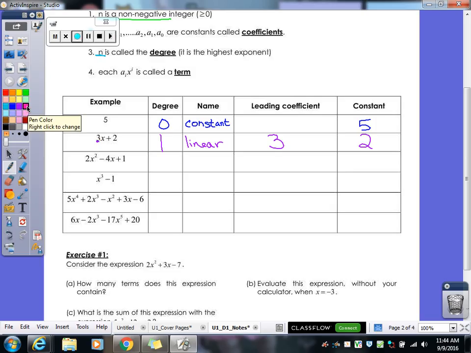So our next one, what's our degree? 2. Anybody remember what a second degree is called? I heard somebody say it perfect, quadratic. We've done quite a bit with quadratics already. We're going to do quite a bit more with them. What is our leading coefficient? 2. And what would our constant be? 1.